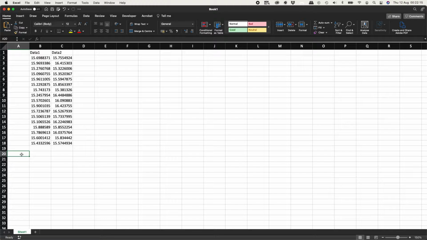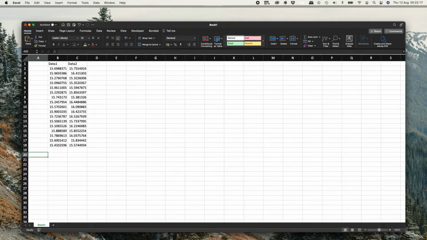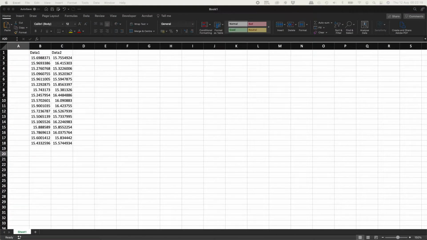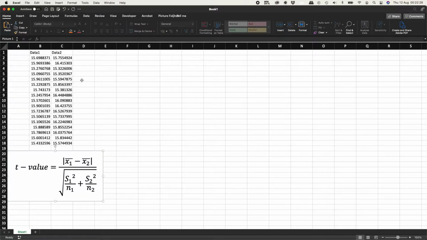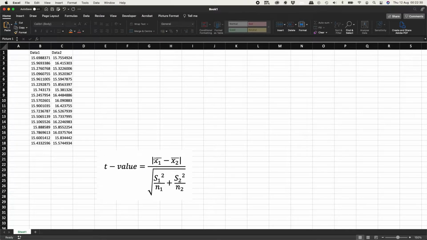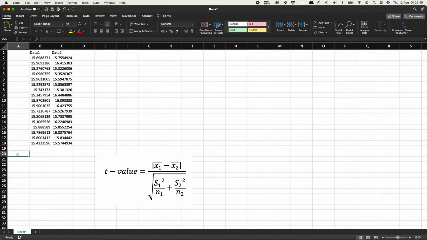Now the formula that we're going to be applying is the formula for the t-value, which is this formula that I'm going to show you here. This is what we're going to be applying. As you can see here, we need the x value, which is the mean or the average of both samples, then the S1, which is the standard deviation, elevated to the square, which becomes the variance, and this is going to be divided by the count. Now the first thing that we need to calculate is the mean.